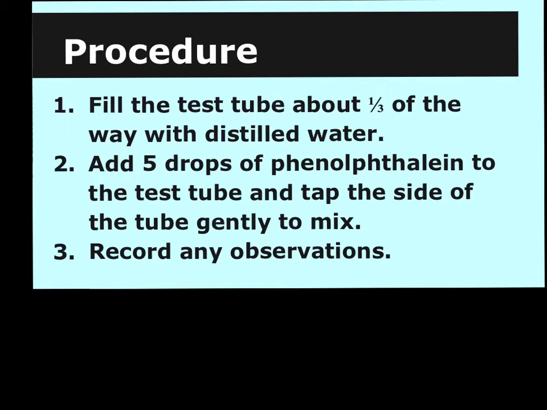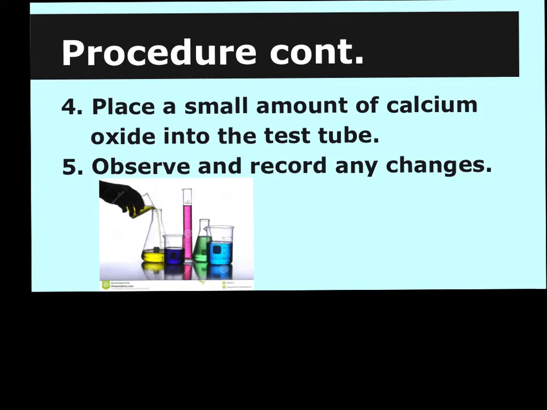When you observe, you are using your senses. So anything that you observe about it, whether it's sight or something that you smell, don't taste it. I never recommend that you taste things, but make sure that you write down anything that you notice. Okay, and then the next thing you're going to do is put a small amount of calcium oxide into the test tube, and again you're going to observe and record any changes. So remember the study that we did, the video lecture that you watched on indicators of chemical reaction.